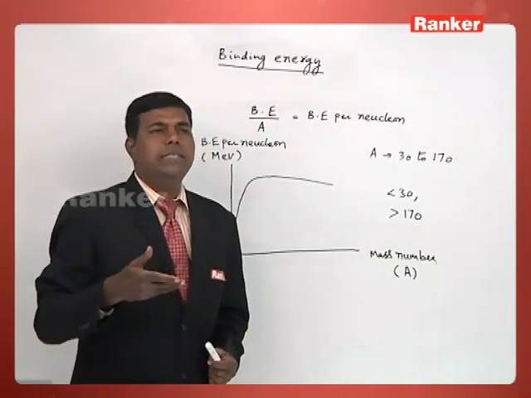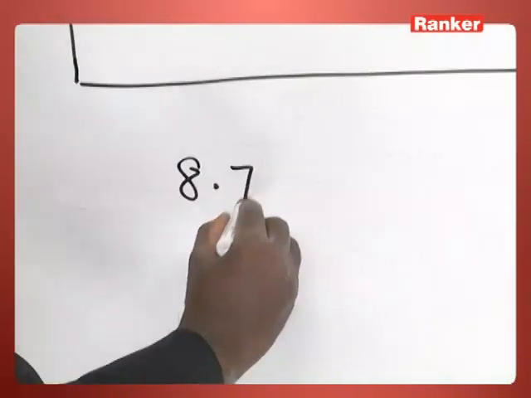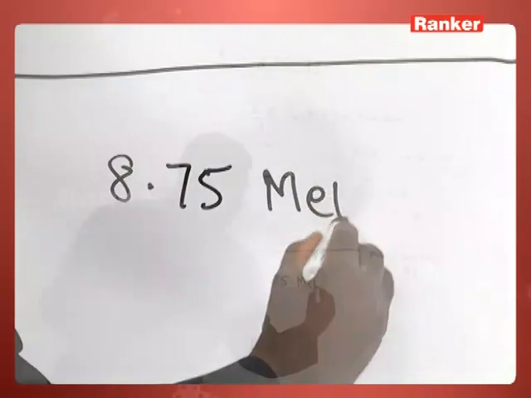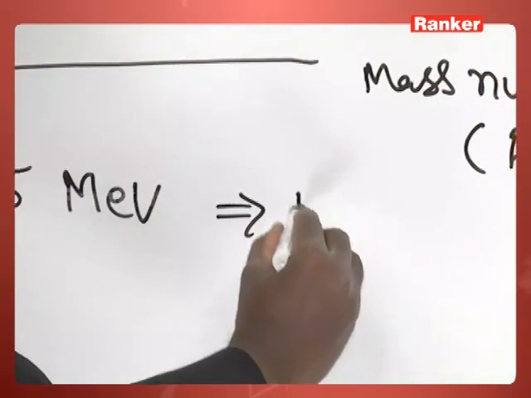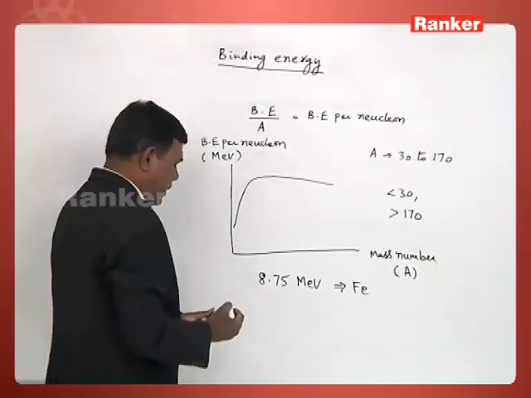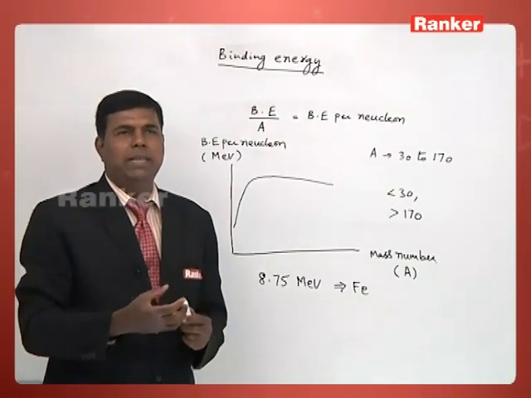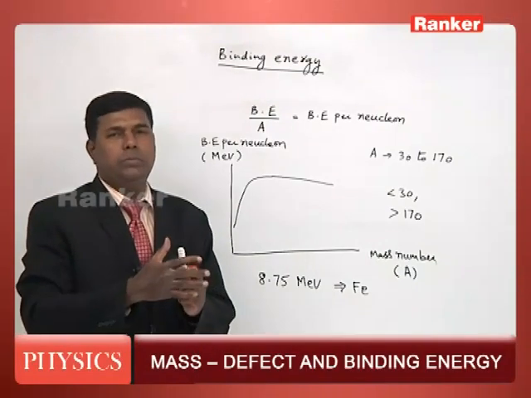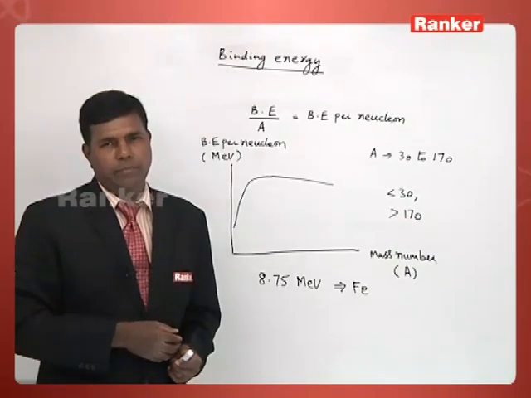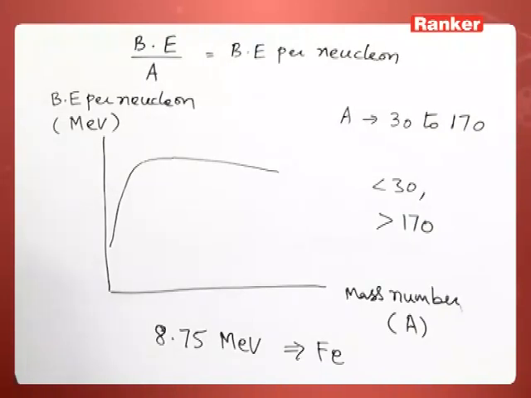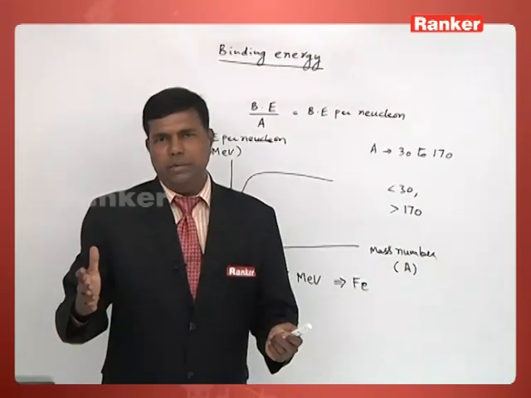In fact, it reaches a maximum value of 8.75 million electron volts in the case of Fe. That's the maximum possible value. It implies that there are certain nuclei which require less binding energy. That is, when you want to dismantle that particular nucleus into individual nucleons, you require lesser energy. And there are certain nuclei which require very high energy to split into separate nucleons.